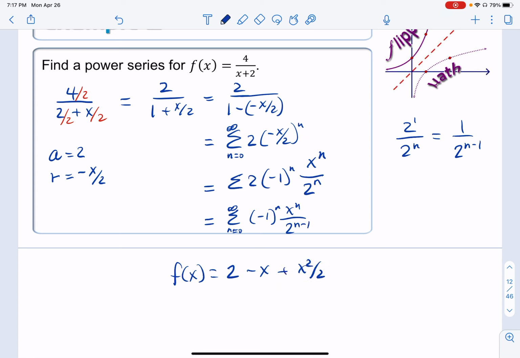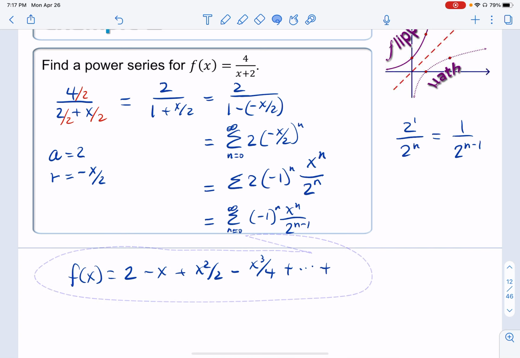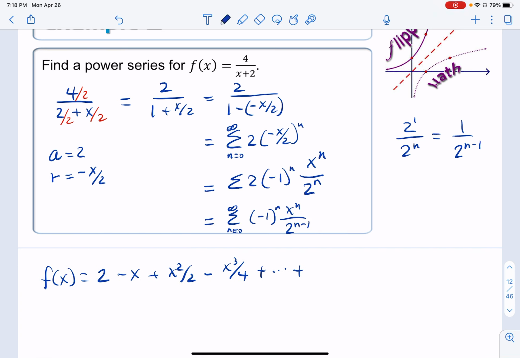Let's do maybe one more, minus, because I'm going to multiply by negative, and x cubed over 4 plus dot, dot, dot, plus... I'm running out of room, so I'll just move this thing over. Our nth term is negative 1 to the nth power, times x to the nth over 2 to the n minus 1 power, and then it's got to keep going. All right, now then, this original function has a domain of x is just not equal to negative 2.